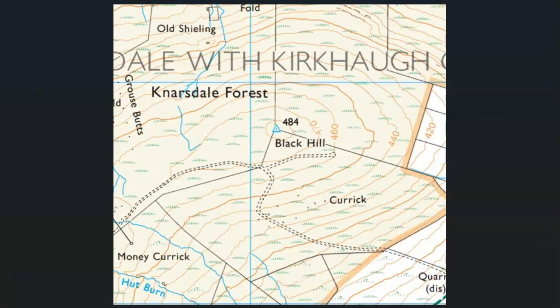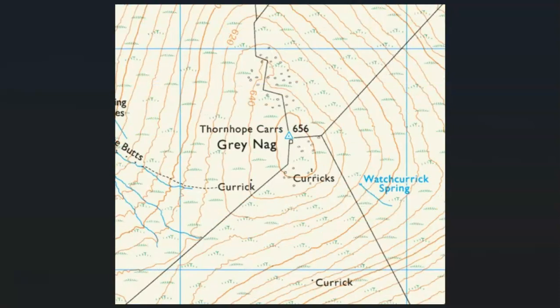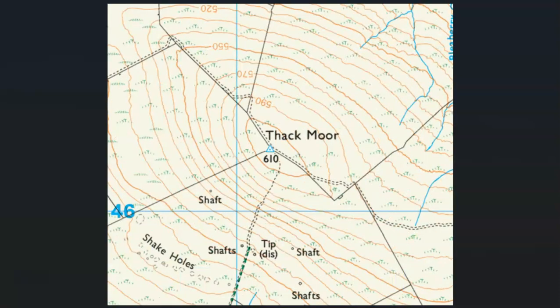The map extracts are Black Hill trig, Greynag trig and Thackmore trig, and these are all Ordnance Survey 1 to 25,000 map extracts. On these maps, the black lines are boundaries, they are walls or fences. There's no different symbol for a wall or a fence, so we can't tell by looking at these whether it's a wall or a fence. We just know it's a man-made physical boundary.